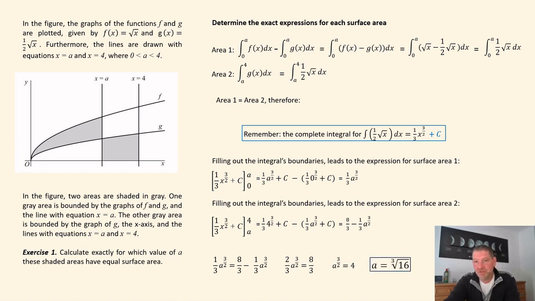A equals the cube root of 16. And this is the answer to the question. So in order to solve this question, all we needed to do was devise a plan on how to calculate both gray areas. And from that point onwards, we were just filling out the formula and the numbers.